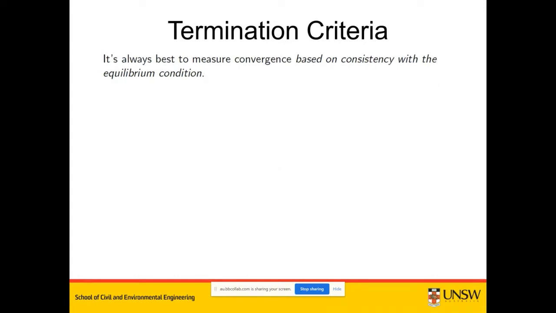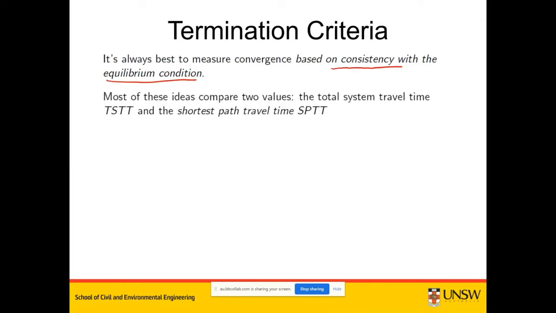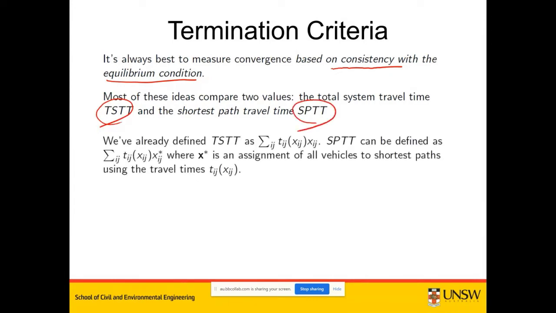Again, speaking of termination criteria, it's always best to measure convergence based on consistency with the equilibrium condition. That means we should probably rely on some of the measures we've already been working with, like total system travel time, and something new probably to you, the shortest path travel time. So TSTT we already know, and this shortest path travel time.